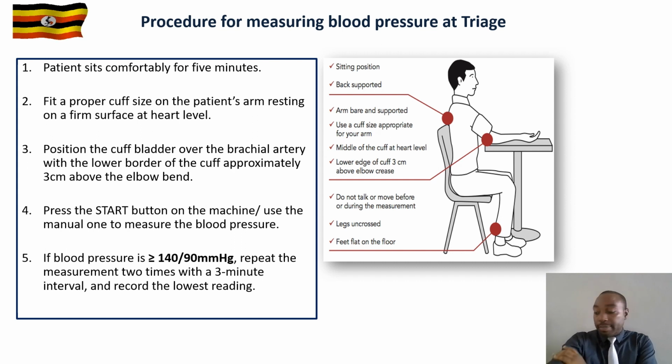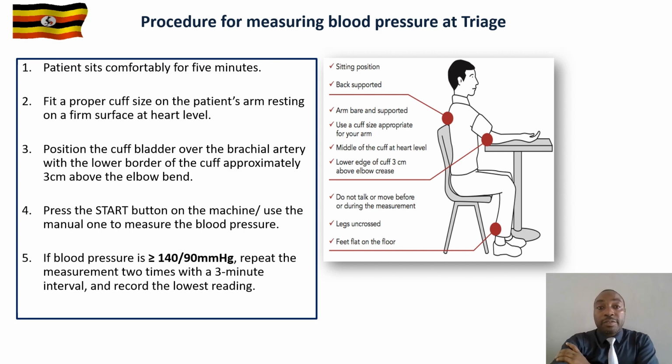about 3 centimeters above the elbow joint, and we have to use the right size of cuff. Most of the cuffs we have are for adults, the blood pressure cuff that we tie here. Then we press the start button on the digital BP machine and wait. If the reading is high, we repeat this measurement 2 or 3 times with 3-minute intervals, or we can even repeat it after 1 week to see if it is still high, and we record the lowest reading.